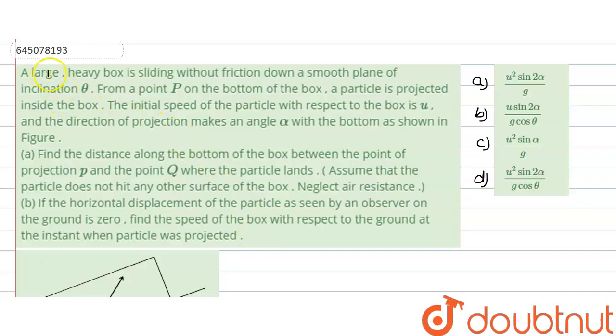Hello everyone, let us start with our question. In this question, what is given is that there is a large heavy box which is sliding without friction down a smooth plane of inclination theta.